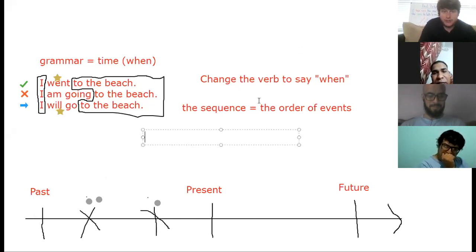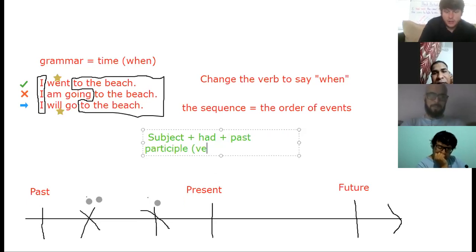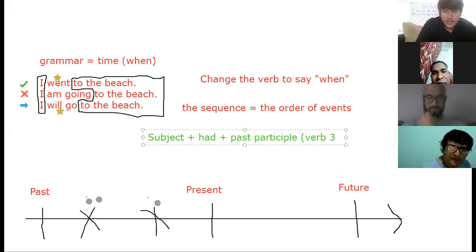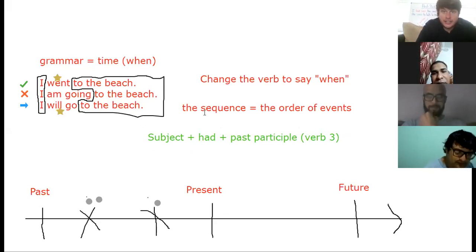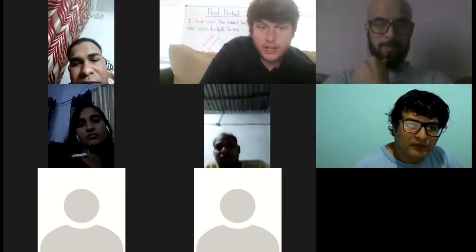And the past perfect, if you did not remember, is subject plus had plus past participle, which is also called verb 3. I call it verb 3 for shorthand. So when you see this grammar, the past perfect, you know that that is the first event which occurred. Great job, Mohammed. Okay, Raj.